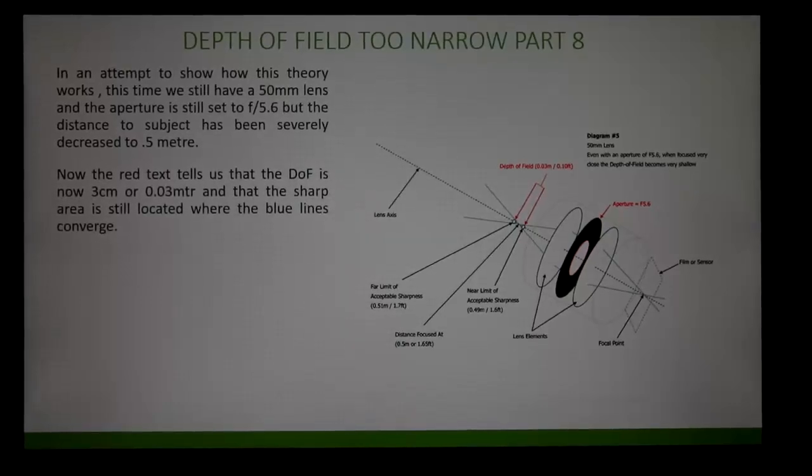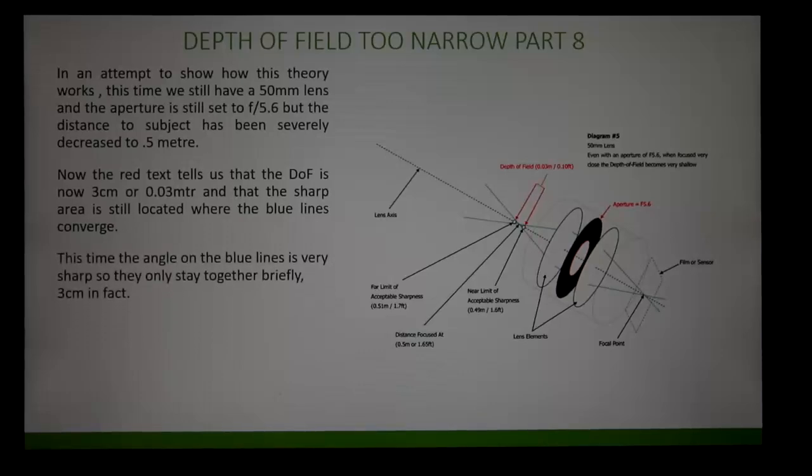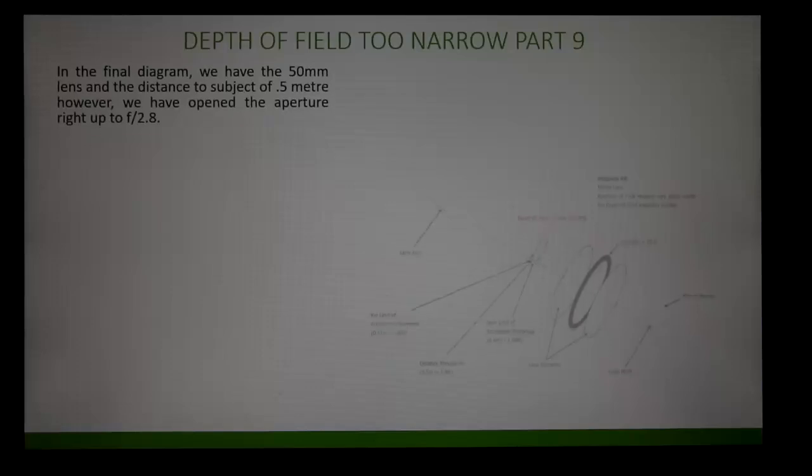3 centimeters in fact. You can test this with your own eyes. Hold your finger out at arm's length and slowly bring it back towards your face. As you get closer, your eyes have to squint to be able to keep the finger in focus. This is the same action that the blue line has to follow. Depth of field too narrow, part 9.